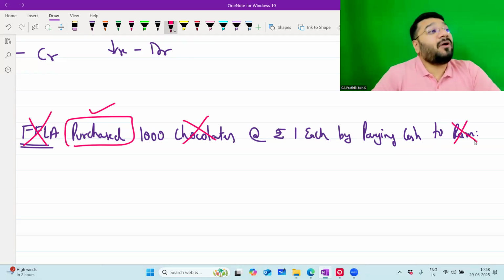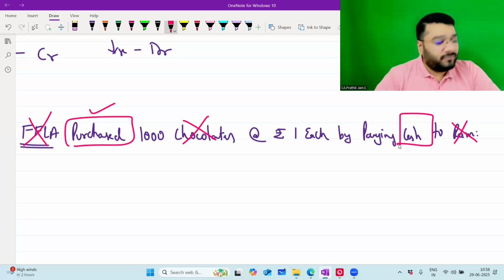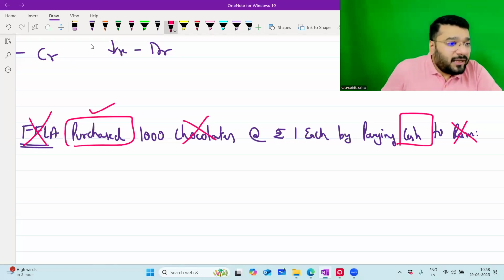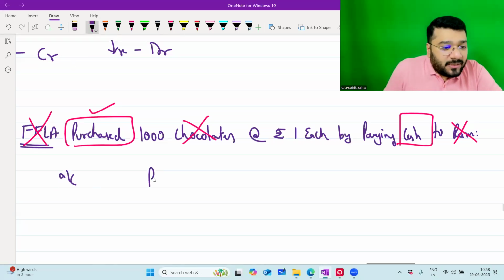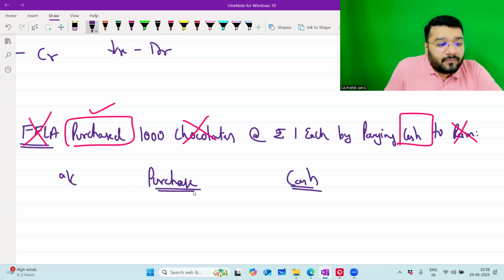Ram, I will not remember because I already paid money to Ram. So next I need to remember is cash. Any problem? No problem. So the two accounts that are affected: one is purchase account, second is cash account. Cash account, as per the modern rule, what classification?